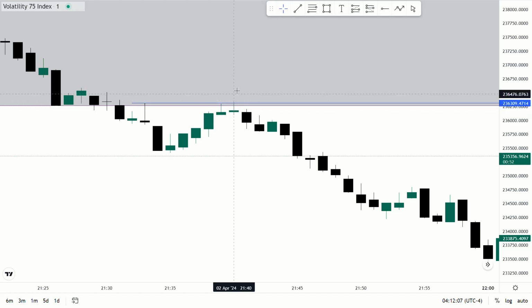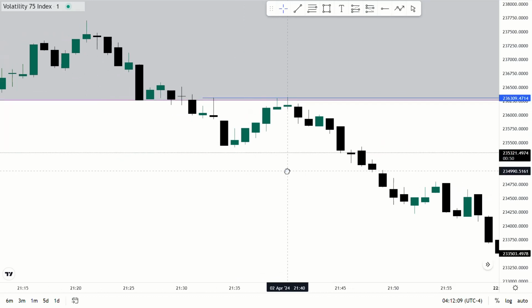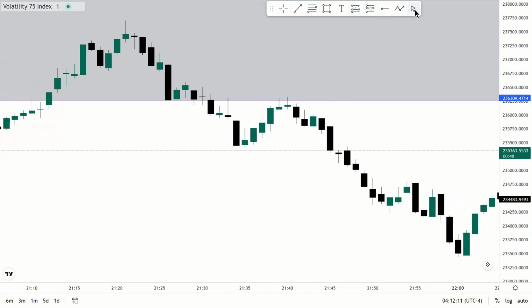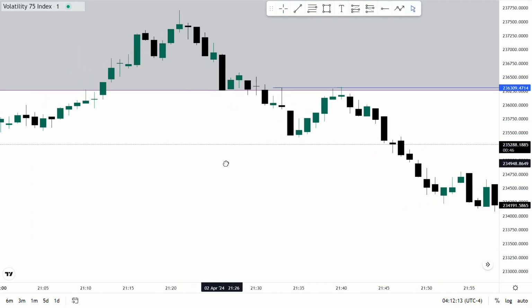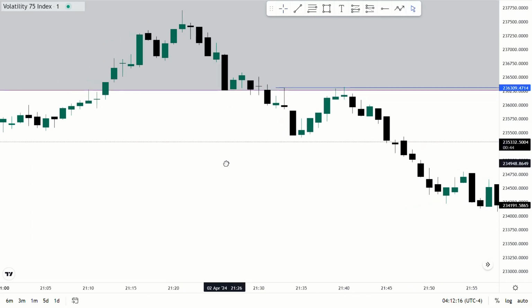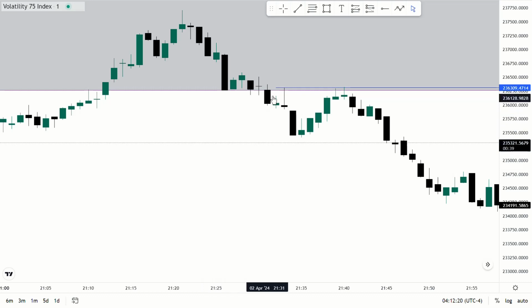Right here, this is the candle I was looking for. It doesn't matter how small the candle is or how little the distance the candle has moved to take out that inducement. Taking out inducement is taking out inducement.